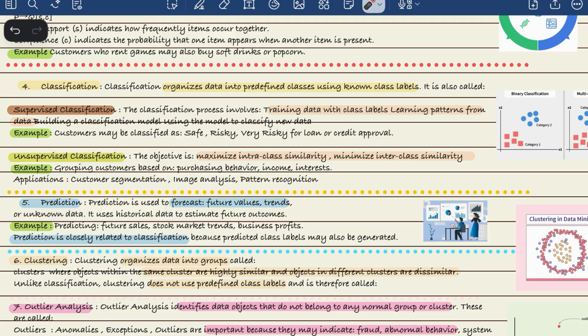Alright, so here the objective is to maximize the intra-class similarity. So it is not important that everything belongs to those three boxes as well. For example, grouping the customers based on purchasing behavior, income or interest. So they are completely different from each other.